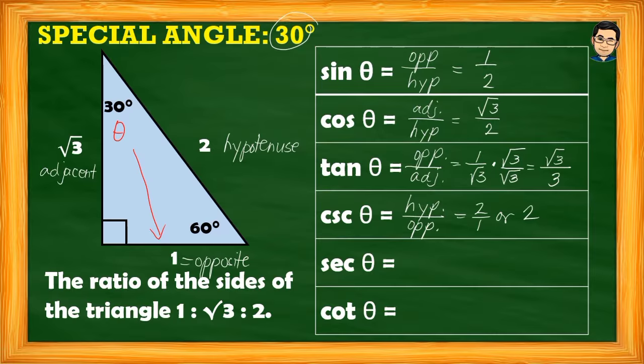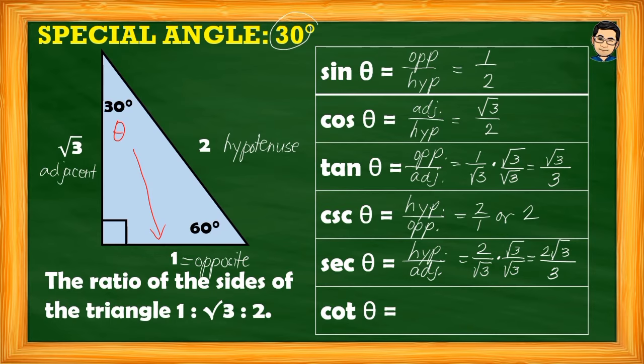Next, secant naman, ito yung reciprocal ng cosine. So, that is hypotenuse over adjacent. Hypotenuse is 2, and then adjacent is square root of 3. Again, we need to rationalize. So, magiging 2 over square root of 3 times square root of 3 over square root of 3. We multiply: 2 times square root of 3 is 2 square root of 3, and square root of 3 times square root of 3 is 9. Square root of 9 is 3. So, the value of secant 30 is 2 square root of 3 all over 3.